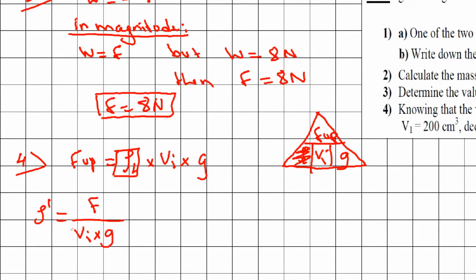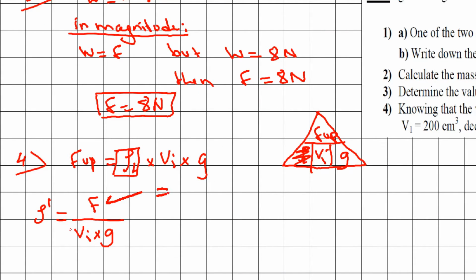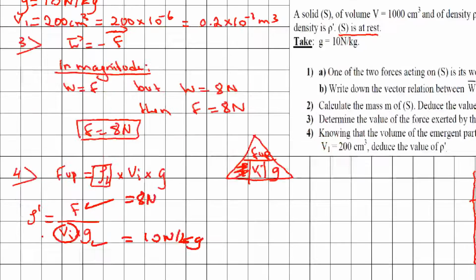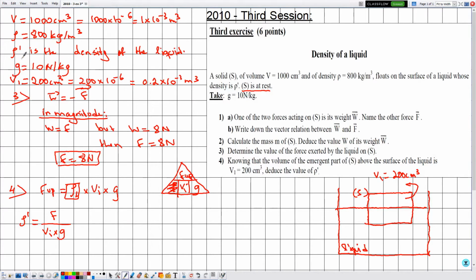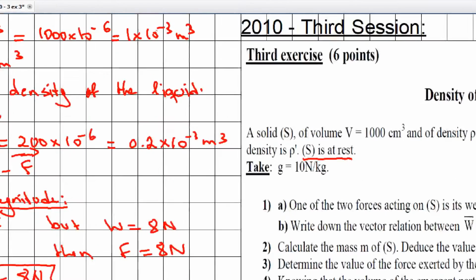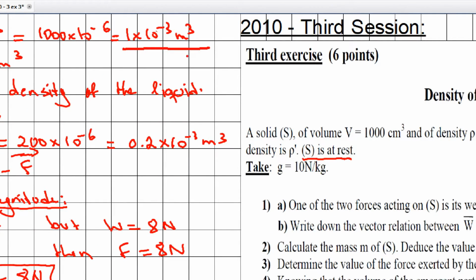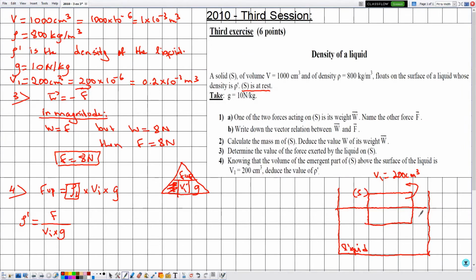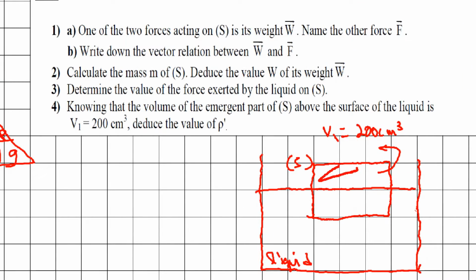Now we already know the value of F, which is 80 newtons, and the value of G, which is 10 newtons per kilogram. And this is the tricky part: we need to determine the volume of the immersed part Vi. The given is the emergent volume, which is 0.2 times 10 to the power minus 3 meter cube, and we know the total volume of the cube to be V equal to 1 times 10 to the power minus 3 meter cube. So this is the emergent part.